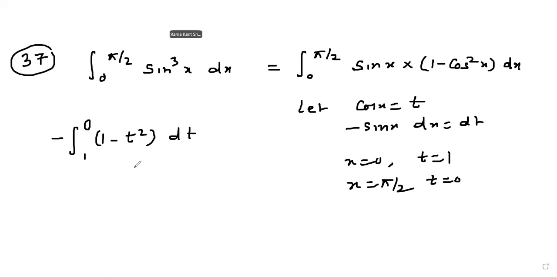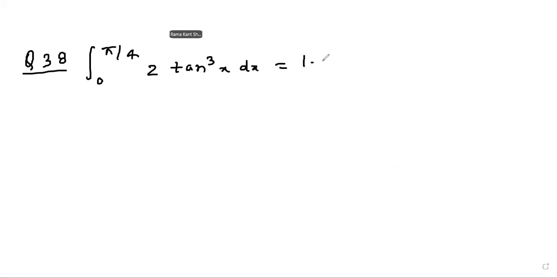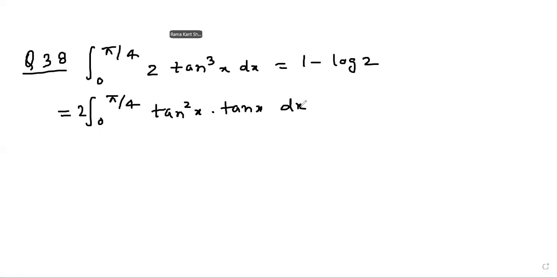Now let's see question number 38. Integration 0 to pi by 4 of 2 tan cube x dx equals 1 minus log 2. This is the answer. So let's simplify it. So 0 to pi by 4, we can keep 2 outside, tan square x times tan x dx.